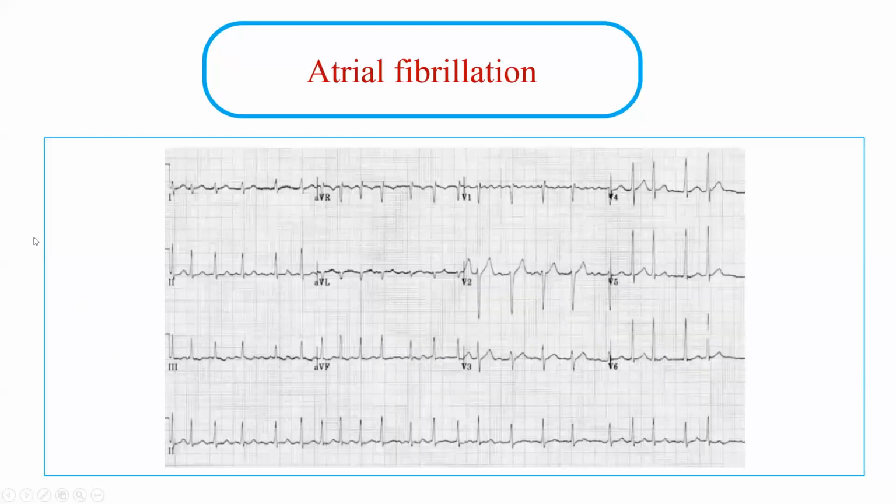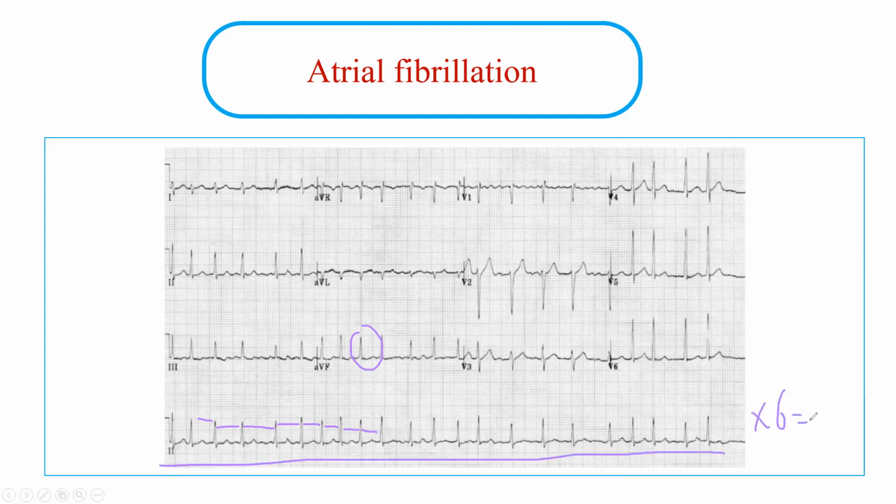One more example here. We can look at the RR interval. It's not the same, right? It's not the same at all. And there is no pattern. So this is an irregular heart rate. The QRS complexes are narrow, so it is a narrow complex tachycardia. And if we count all the R waves here and multiply by 6, we will have 135. So we can say that this patient has AFib with rapid ventricular response, AFib with RVR.